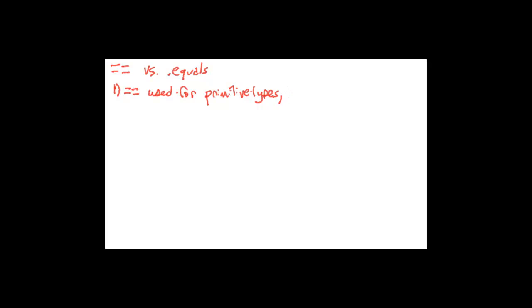It also is used for references to determine whether two references refer to exactly the same object on the heap. And so when we compare references, we're saying, are they exactly the same object on the heap? You could compare this to comparing two pointer values in C or C++.